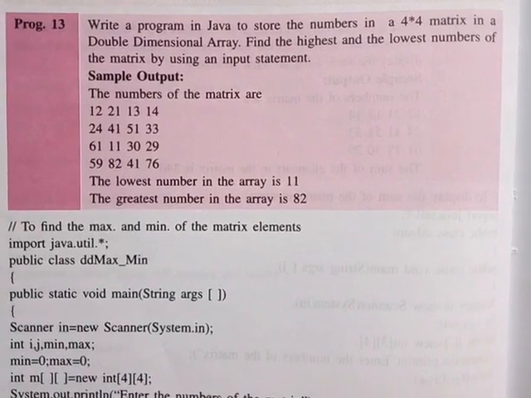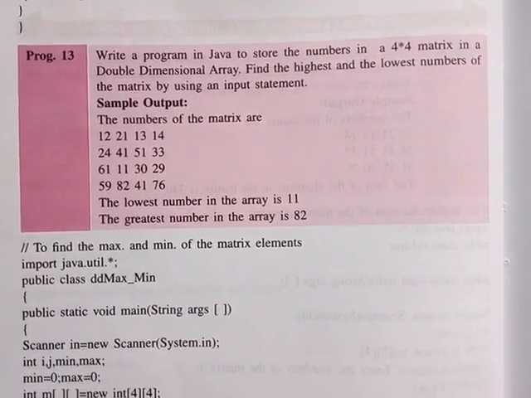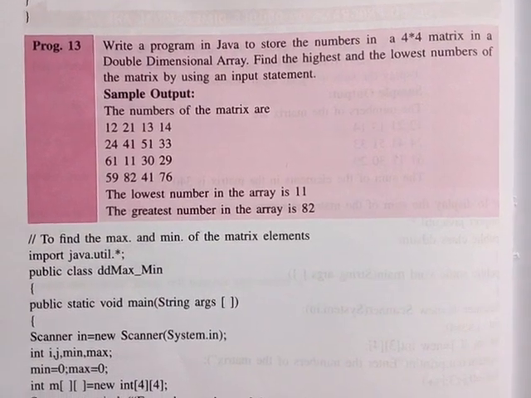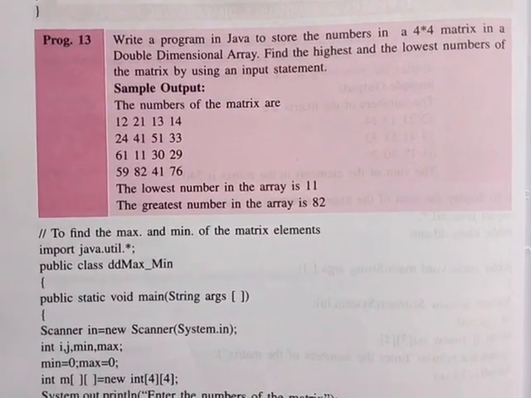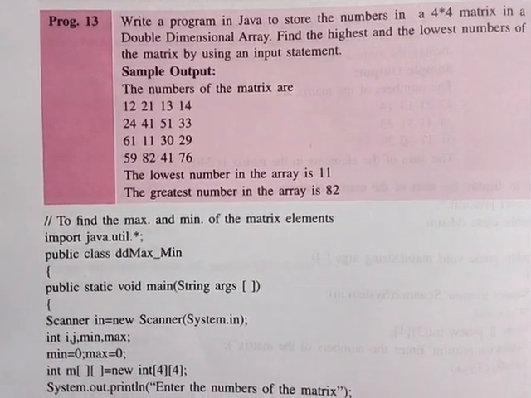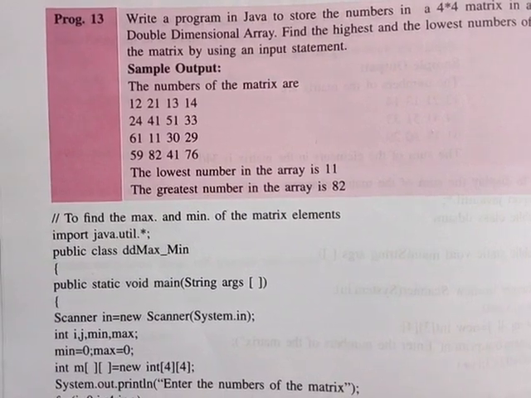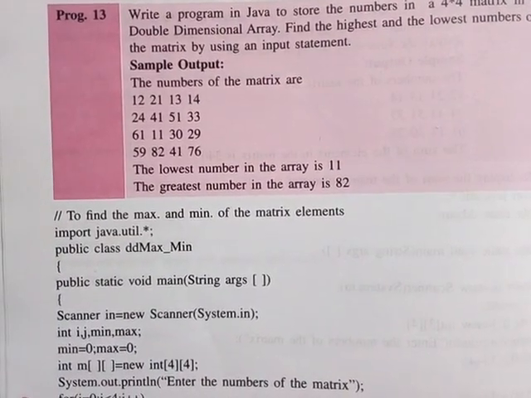See, write a program in Java to store numbers in a 4 into 4 matrix in a double dimensional array. Find the highest and the lowest number of the matrix by using an input statement. So the numbers in the matrix are 12, 21, 13, 14. So the entering process is the same. The lowest number is 11. The greatest number in the array is 82.